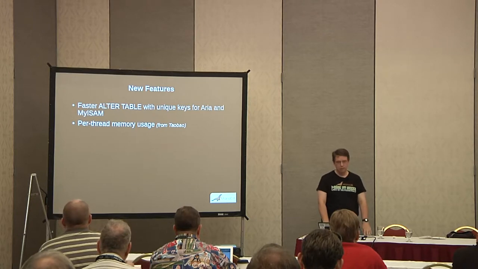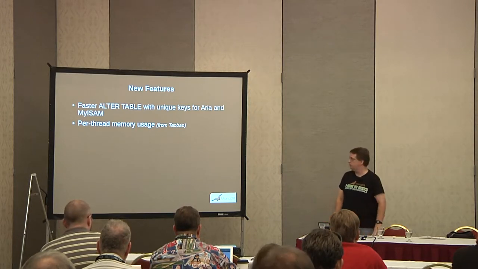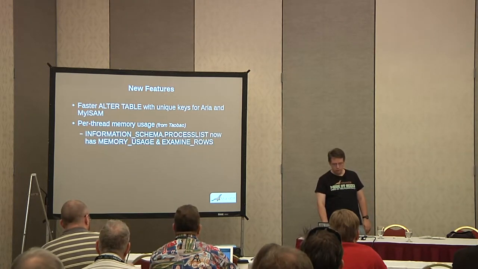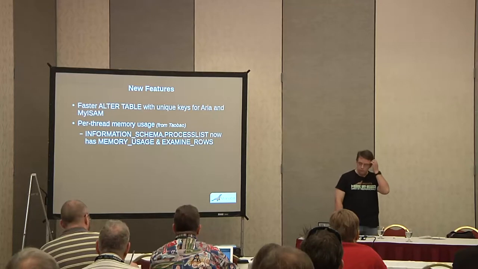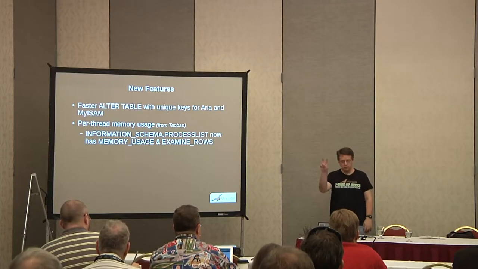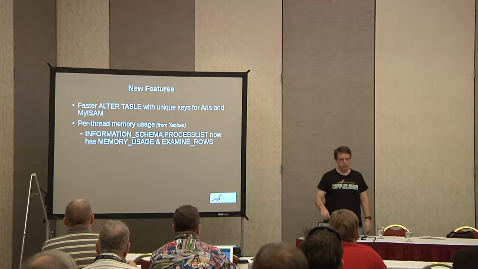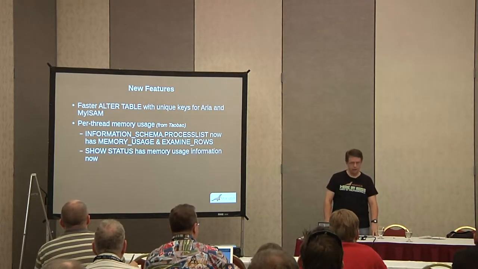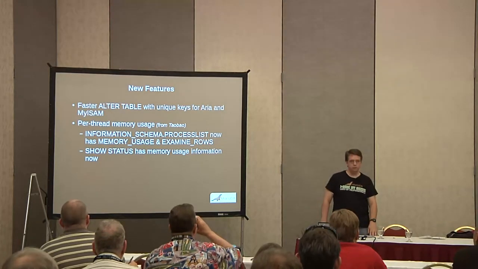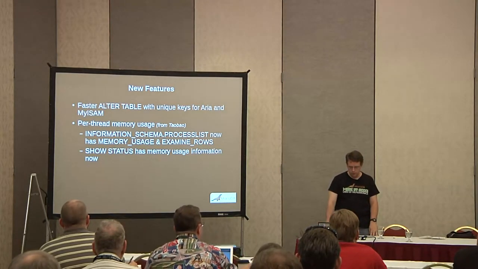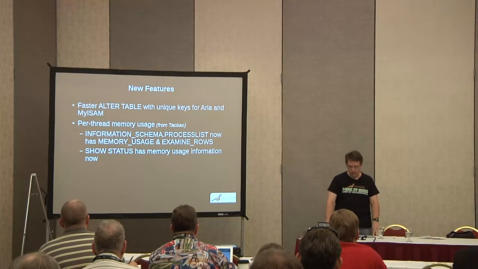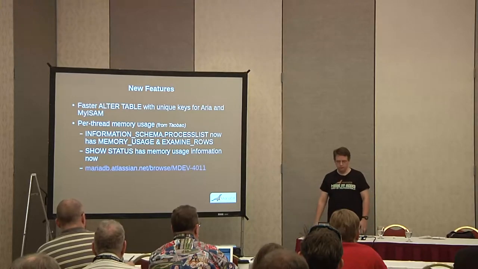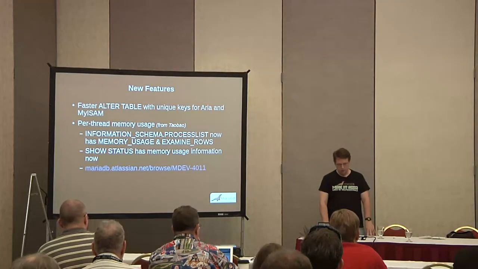We also have implemented per-thread memory usage. This is another feature from Taobao, so that you can see what memory usage is. Basically, you look it up in the information schema process list. We've added a couple columns there, so you can see the memory usage and the rows that are being examined. And when you do a show status, it will now show you the memory usage, so that you can get a better view of how your database is performing memory-wise. The information for that is available there, MDEV-4011.